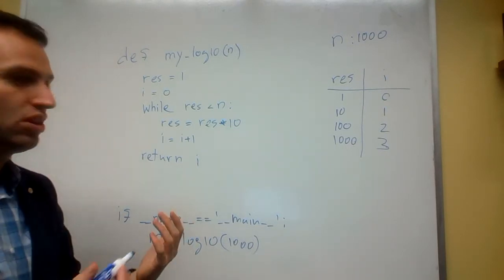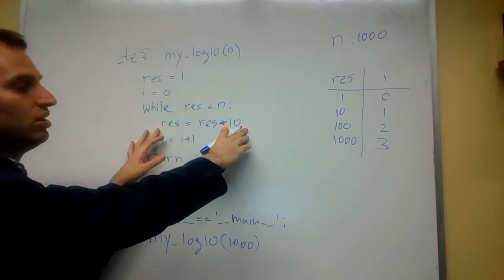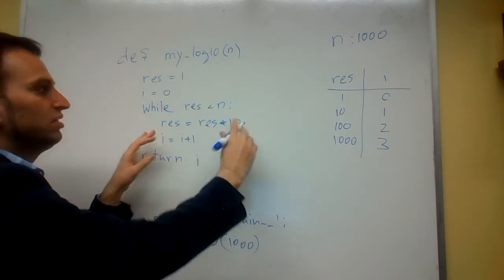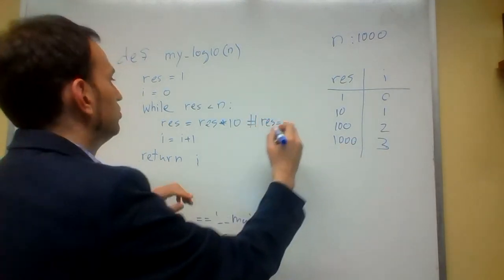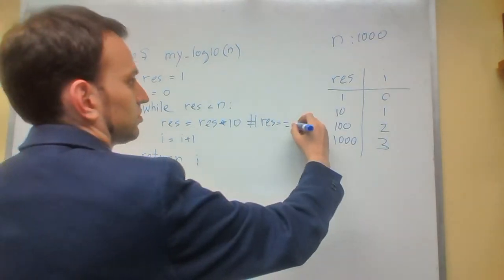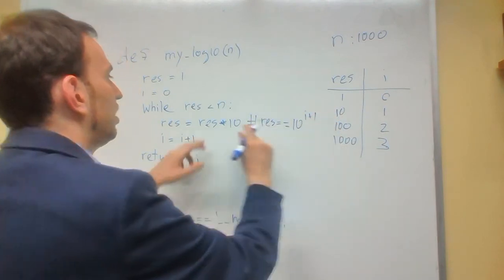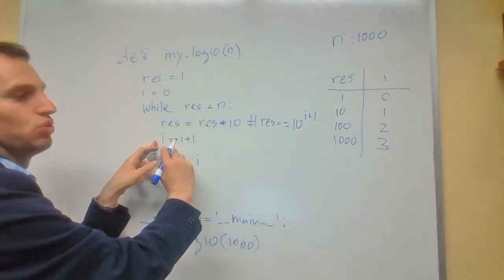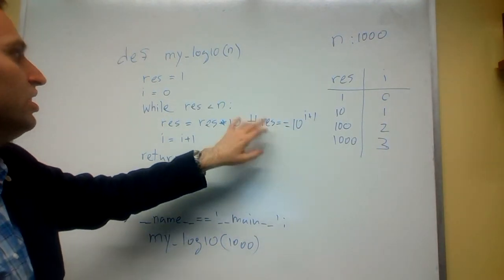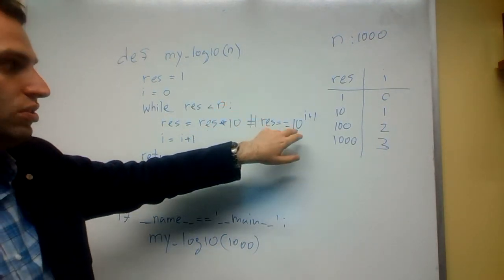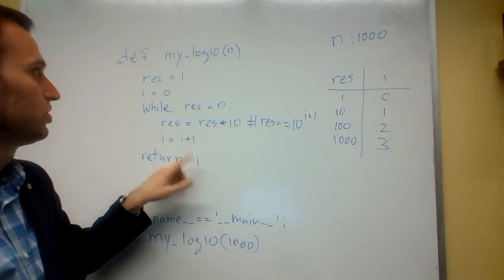So why did it work? Well, because this is the right thing to do here. What we're doing is we keep computing result, which is going to be equal to, at any point, 10 to the power of i plus 1 after you do this. And then you increase i as well. So eventually, result is going to be equal to n, and it's also going to be equal to 10 to the i, so we return i. So this makes sense.